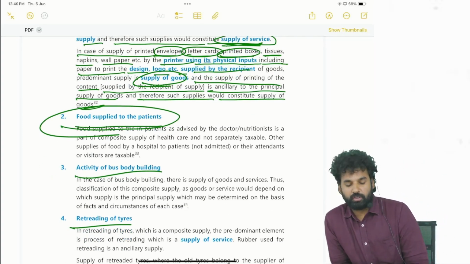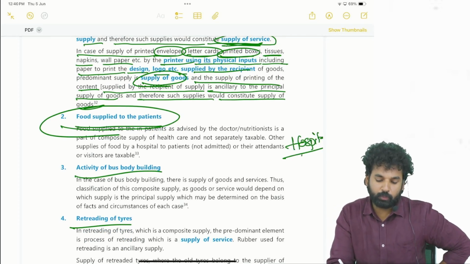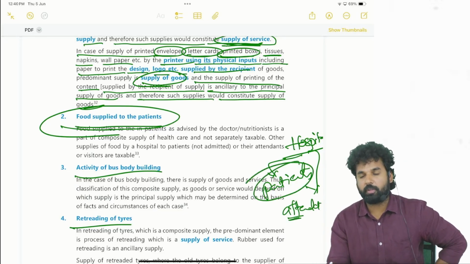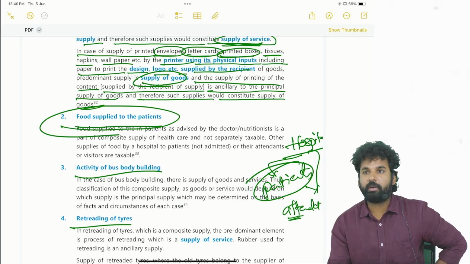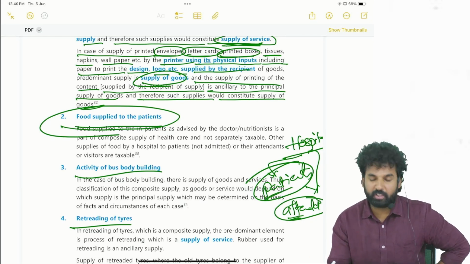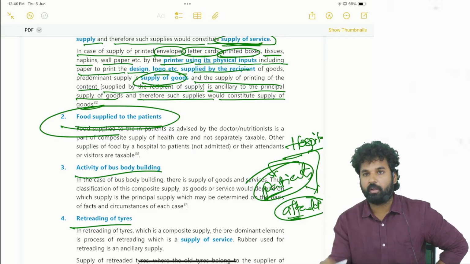Next, food supplied to patients. In a hospital, when food is provided to patients, as opposed to others, meaning attendants, whenever it is provided to patients on the prescription of a nutritionist, this is an ancillary supply to the main treatment or care. Whenever it is provided to the attendant, it is not an ancillary supply, it is a separate supply. Whenever it is provided to patients, it should be seen along with the main supply of treatment.